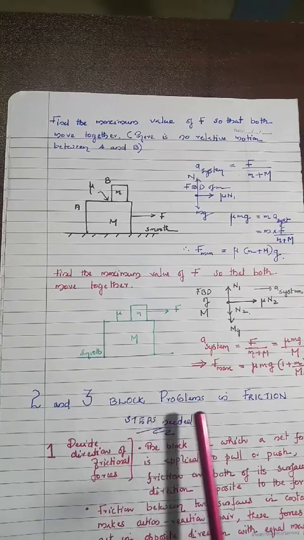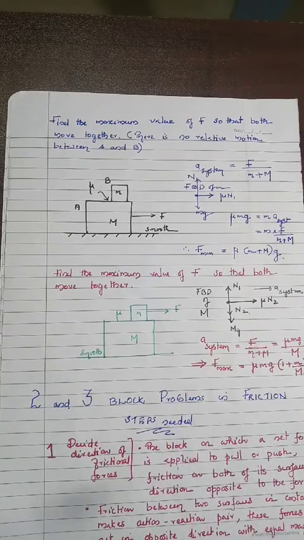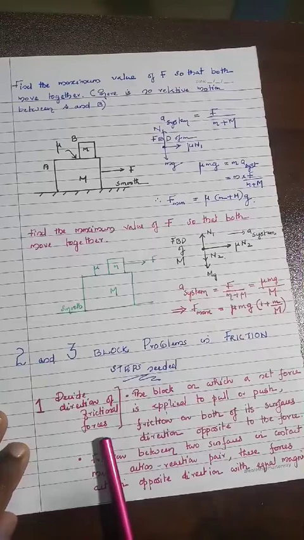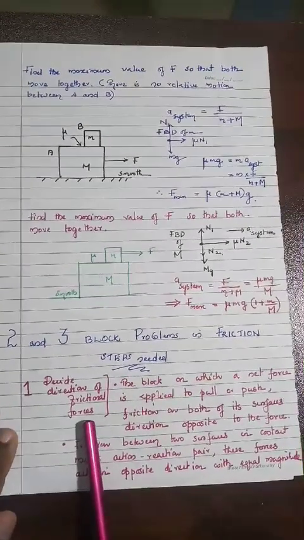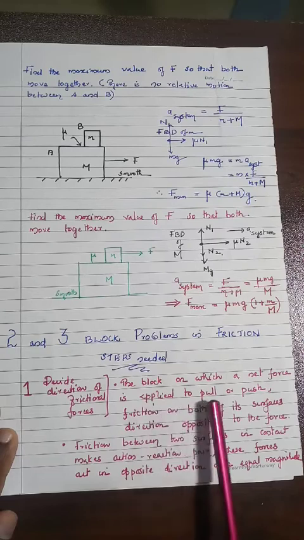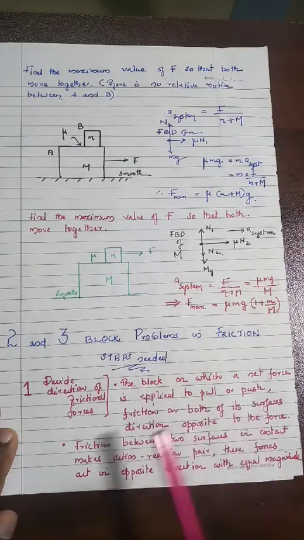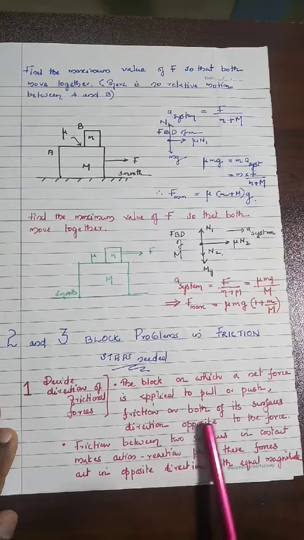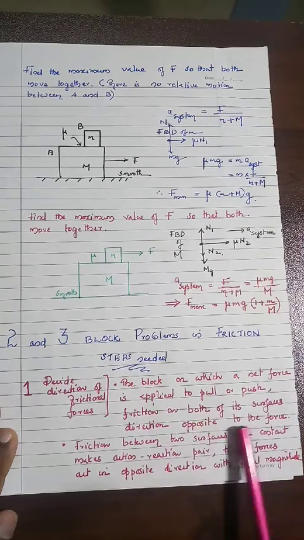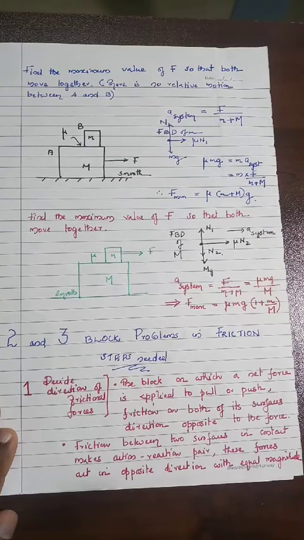For 2 and 3 block problems in friction, you have to move with 4 steps. The first step: decide the direction of frictional forces. The block on which a net force is applied to pull or push, friction on both of its surfaces is in the direction opposite to the force. Friction between two surfaces in contact makes an action-reaction pair. These forces act in opposite direction with equal magnitude.